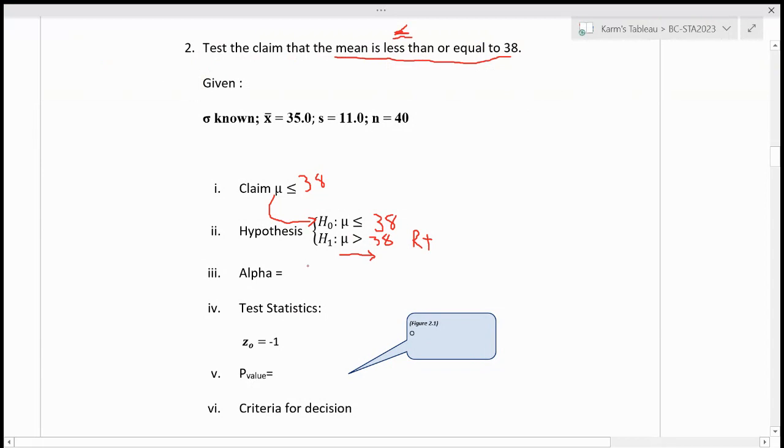Now the alpha will be 0.05, because when I look at my problem, I didn't give you anything for alpha. Now the test statistic. What did you find for the test statistic? The only other part was to find the test statistic. Yes, we always look at the H1. So the test statistic will be negative 1.72.